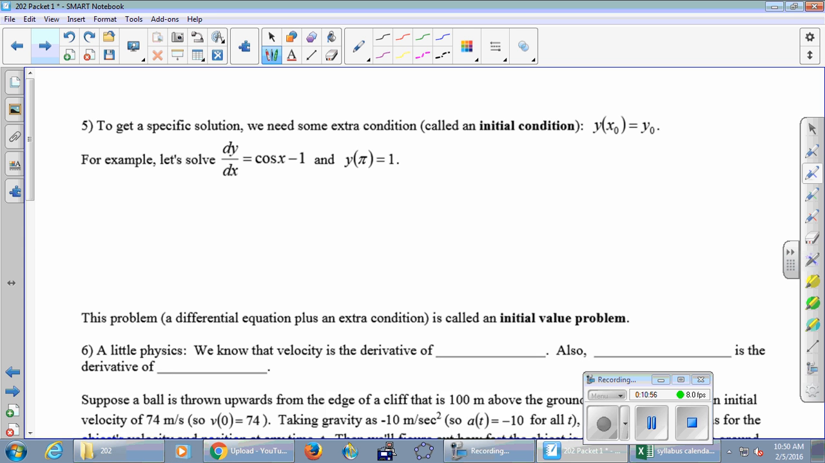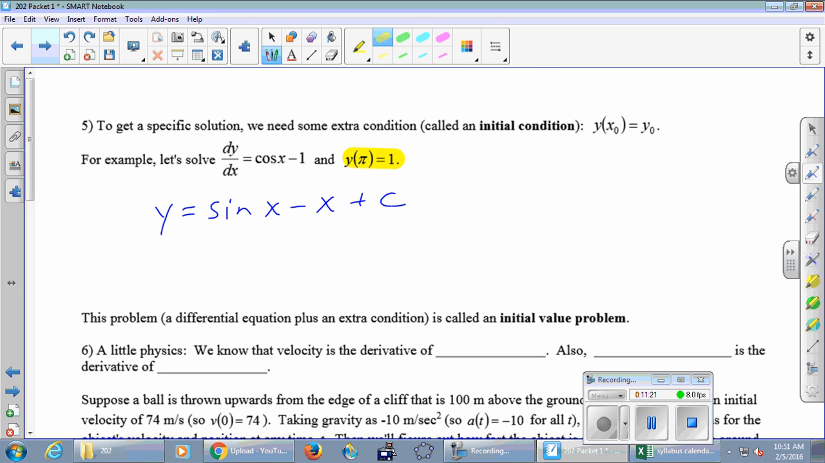So we're going to solve the same differential equation we did a moment ago. And y of pi is supposed to equal 1. Okay, let's write down the general solution we just had before. What was it? y equals sine of x minus x plus c. That's what we had just written. And what I want us to do is pick the right value of c to make this true. y of pi equals 1.